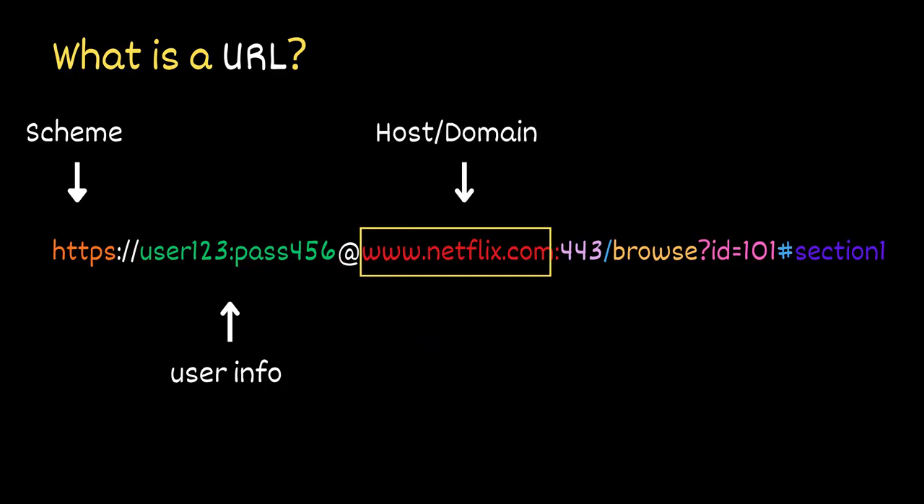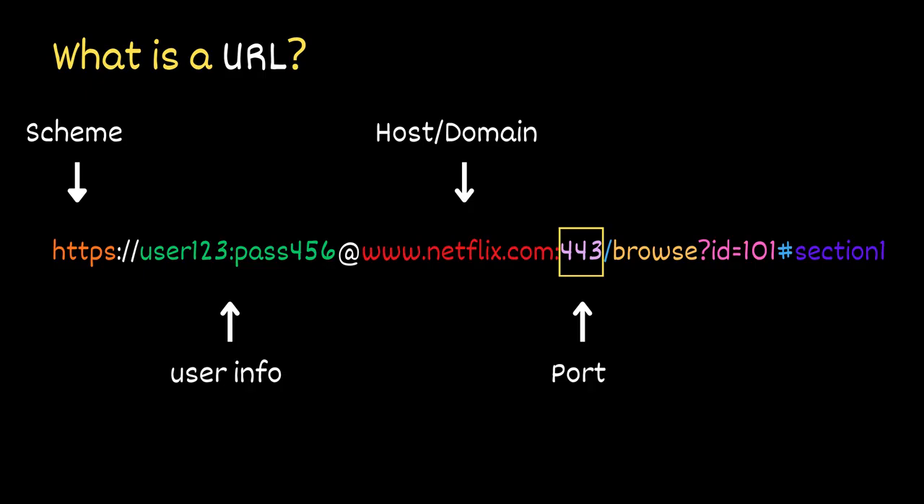This is the main destination. It can be a domain name like netflix.com or a raw IP address. The next element in the URL is the port. Think of the port as the door number your browser knocks on when it arrives at the server's address. So the host, like netflix.com, tells the browser where the server is on the internet. And the port tells it which entrance to use.